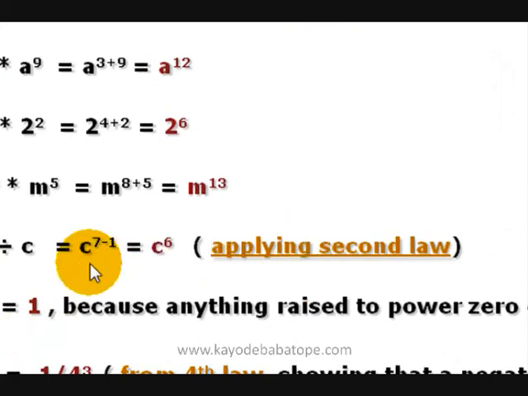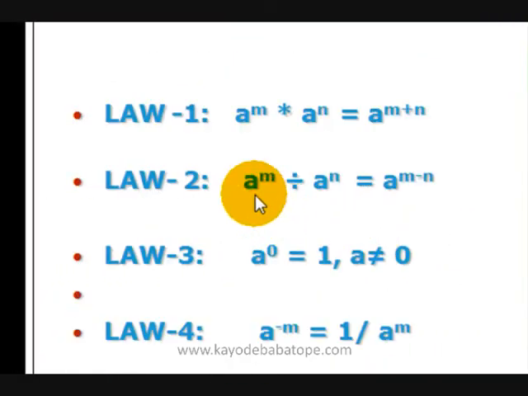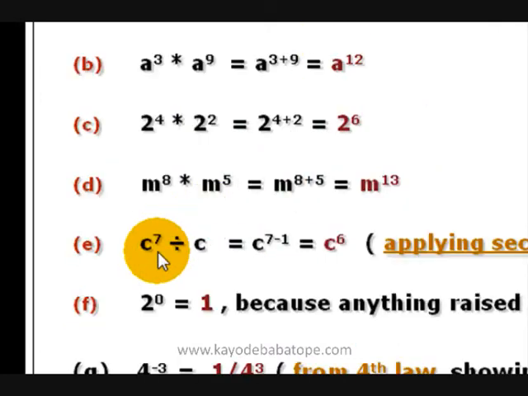Now, applying the second law, that's the law of division, which says that a raised to power m divided by a raised to power n equals a raised to power m minus n. So, c raised to power 7 divided by c. Now, c without an index means c raised to power 1. Any variable without an index means the variable is raised to power 1. So this is the same thing as saying c raised to power 7 divided by c raised to power 1. And that will give us c raised to power 7 minus 1. That gives c raised to power 6.